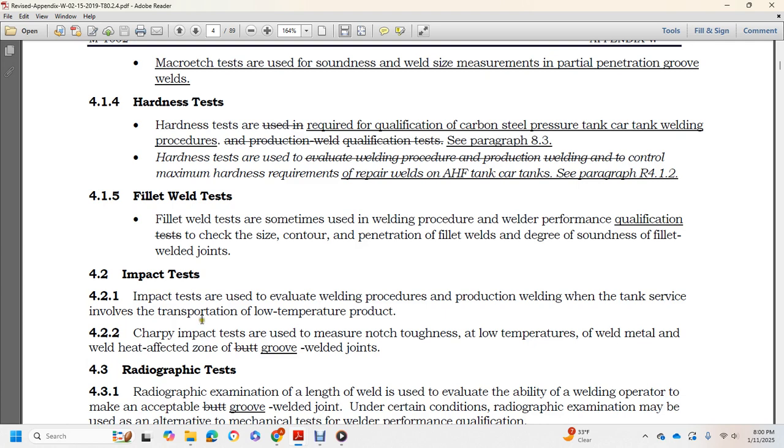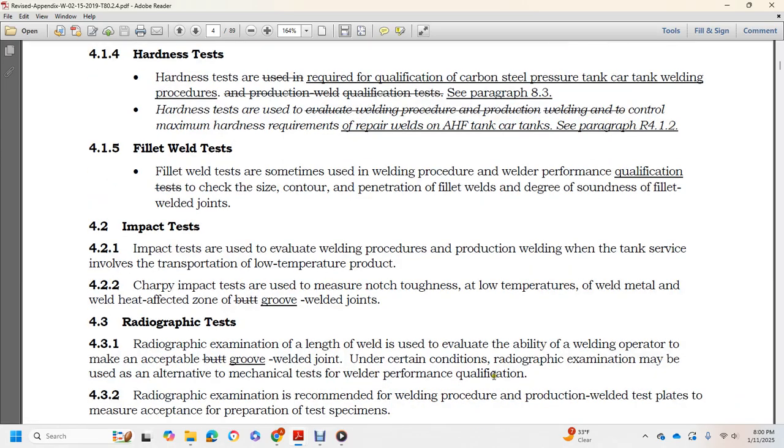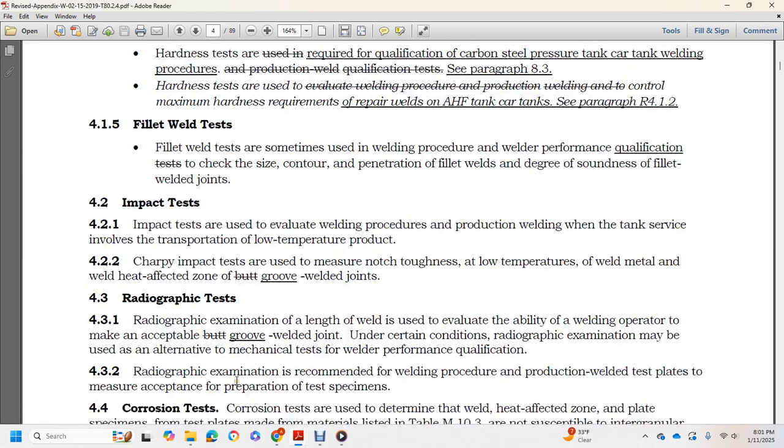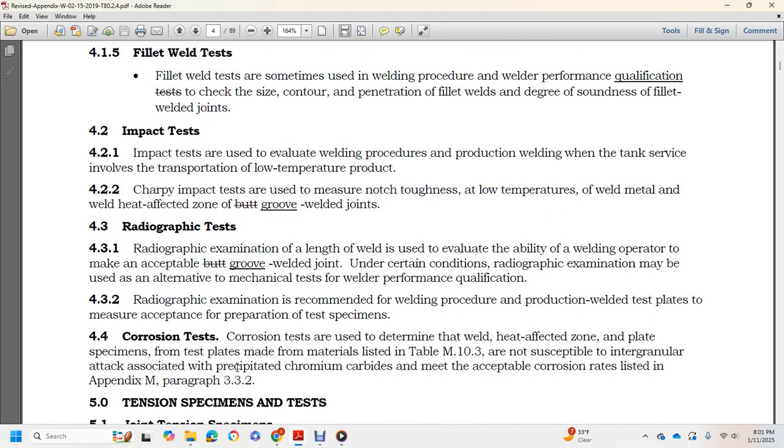Radiographic test. Radiographic examination of the length of the weld is used to evaluate the ability of the welding operator to make an acceptable groove weld joint. Under certain conditions, radiographic examination may be used as an alternative to mechanical tests for welding performance qualification. Radiographic examination is recommended for welding procedure production weld test plates to measure acceptance and preparation of test specimens.